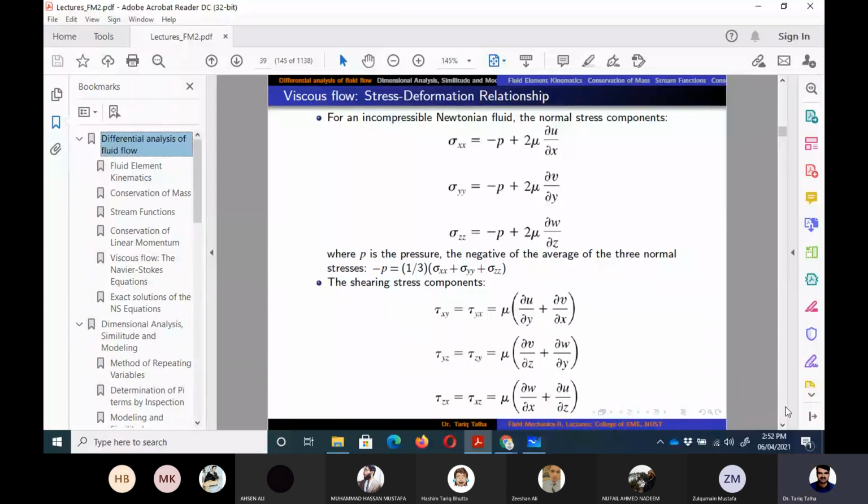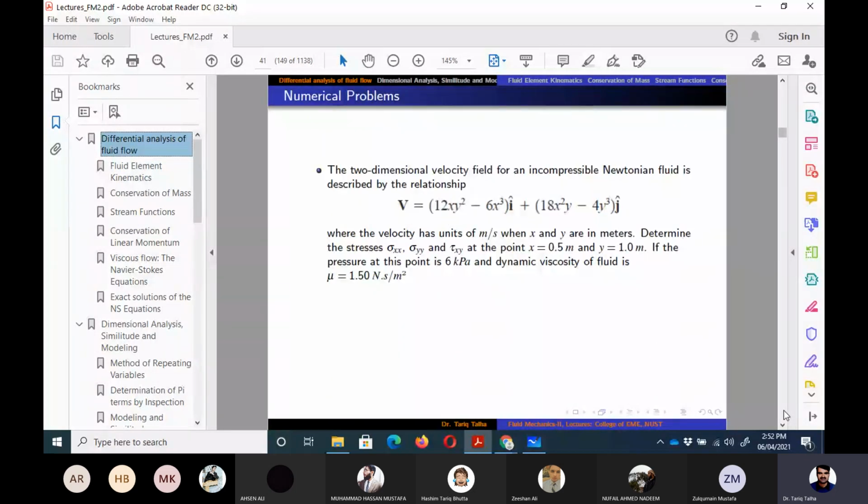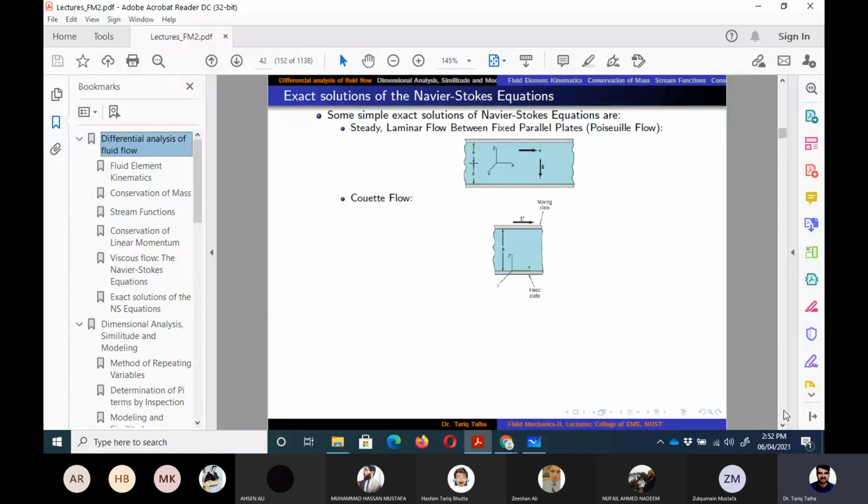After we put these relations in the governing equation, which are shown on this slide, we can get these relations. These are the three linear momentum equations in x, y, and z direction, which govern incompressible flows. They are non-linear second order partial differential equations, and the exact solution of such equations is not found yet for the complete equation. But for certain cases we can simplify the equation so that it becomes an ordinary differential equation, and then we can do the solution accordingly.